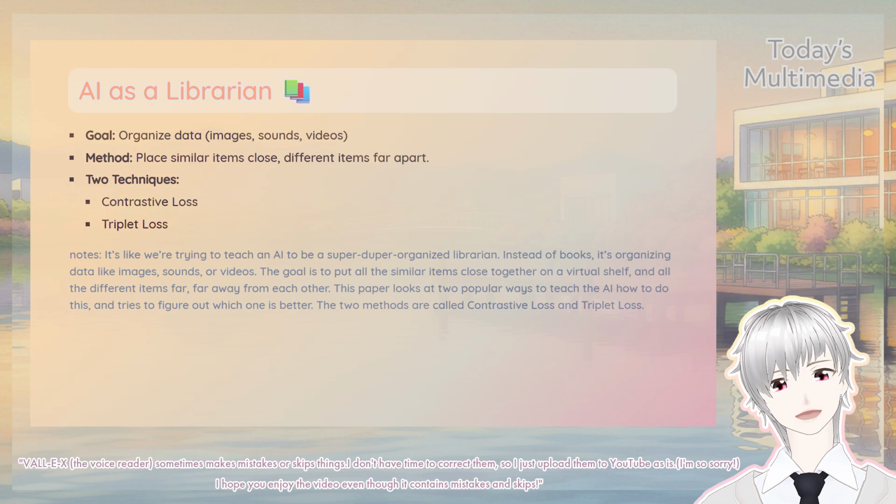It's like we're trying to teach an AI to be a super duper organized librarian. Instead of books, it's organizing data like images, sounds, or videos. The goal is to put all the similar items close together on a virtual shelf, and all the different items far, far away from each other. This paper looks at two popular ways to teach the AI how to do this, and tries to figure out which one is better. The two methods are called Contrastive Loss and Triplet Loss.